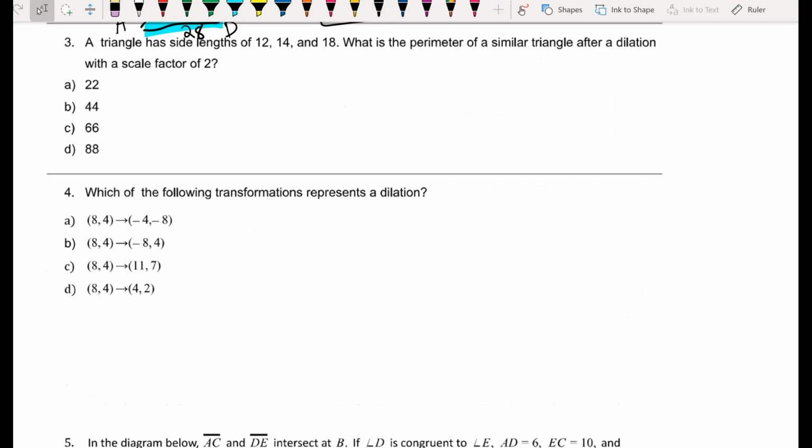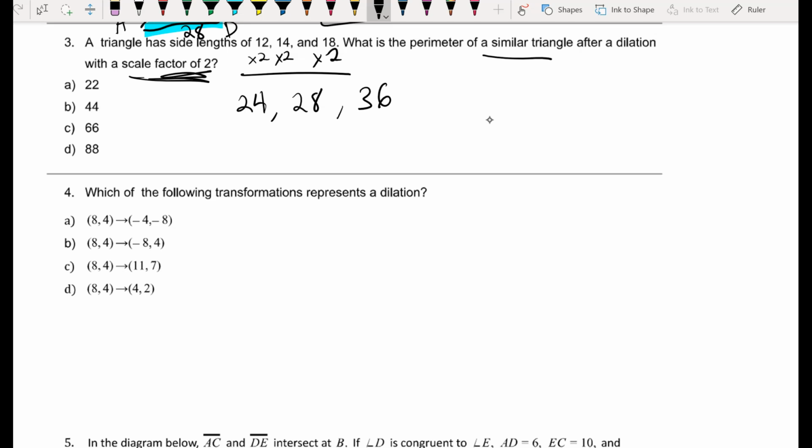Number 3. A triangle has side lengths 12, 14, and 18. What is the perimeter of a similar triangle after a dilation with a scale factor of 2? So if there's a scale factor of 2, I'm just going to take each of these sides and double their length. So the 12 is going to turn into a side length that's 24. The 14 is going to turn into a side length that's 28. And the 18 is going to turn into a side length that's 36. And if I add all those together to get the perimeter, that's just going to be 88.